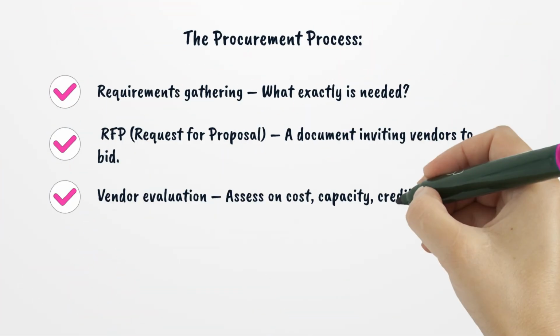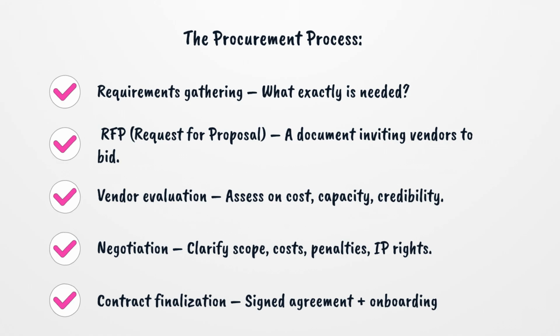2. The procurement process. Requirements gathering: what exactly is needed. RFP, request for proposal, a document inviting vendors to bid. Vendor evaluation: assess on cost, capacity, credibility. Negotiation: clarify scope, costs, penalties, IP rights. Contract finalization: signed agreement plus onboarding.